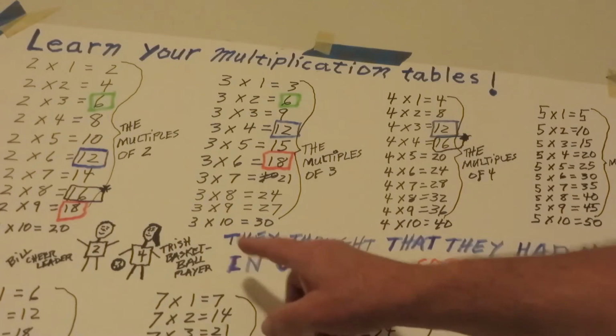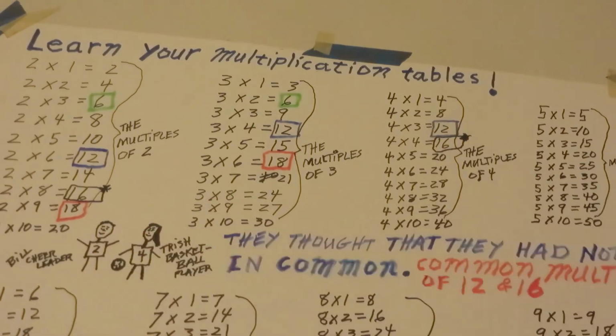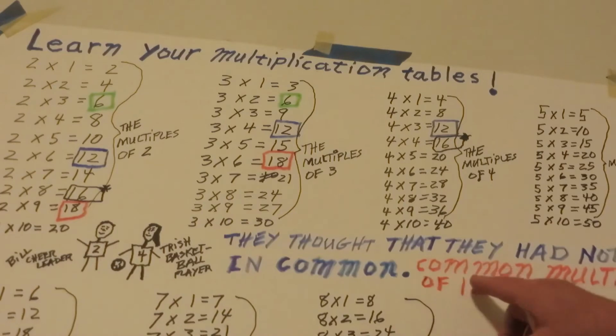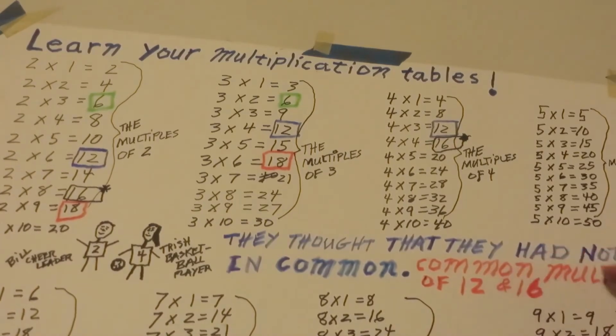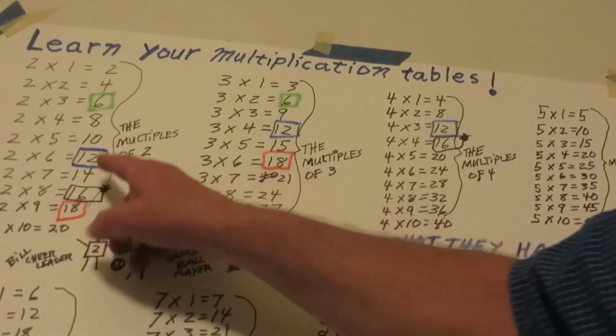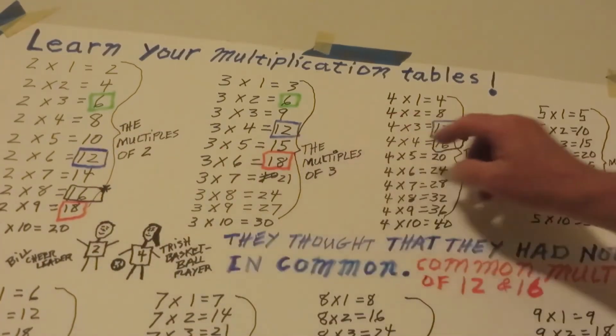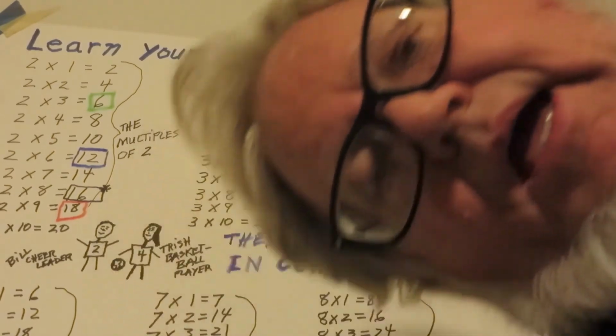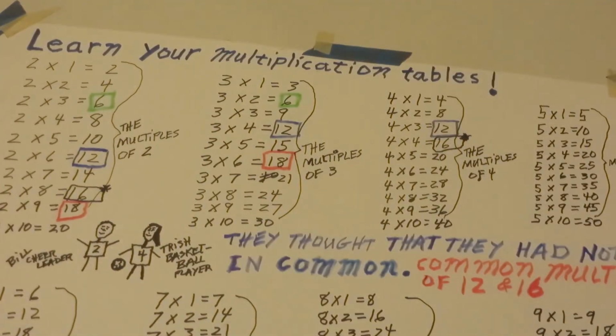So in fact, they do have something in common. They can fall in love, they can get married, maybe they'll decide to have children. You don't know what they're going to do, but they have something in common. They have common multiples. Common multiples 12 and 16. So common multiples are important when we work with fractions. And so we'll be working with fractions.